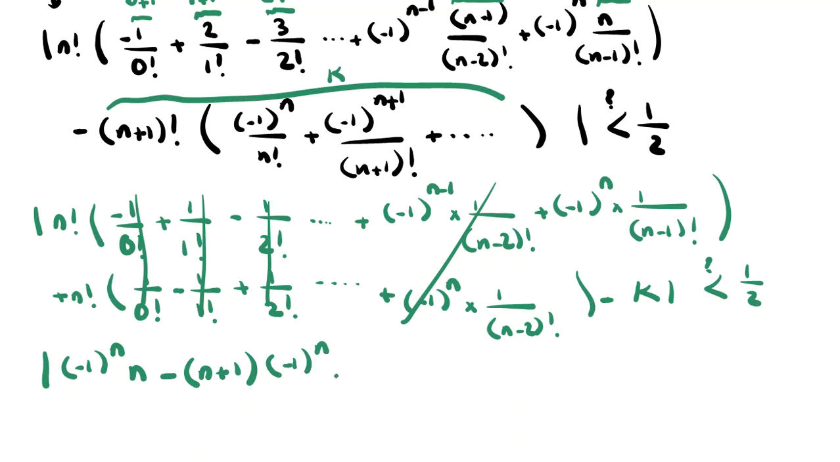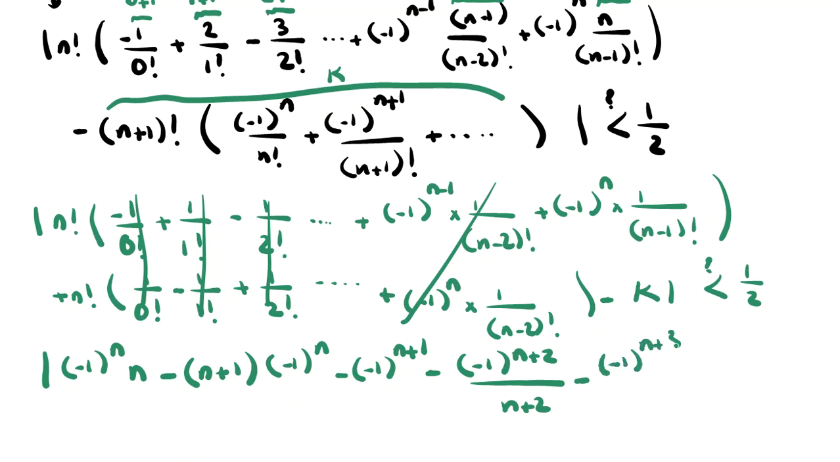And after this, we have what? Plus negative n minus, for example, n plus 1 factorial times this, they will be cancelled. Negative 1 times n plus. The next term will be what? Negative 1 to the n plus 2, and what is left here? N plus 2. Negative 1 to the n plus 3, n plus 2 times n plus 3.